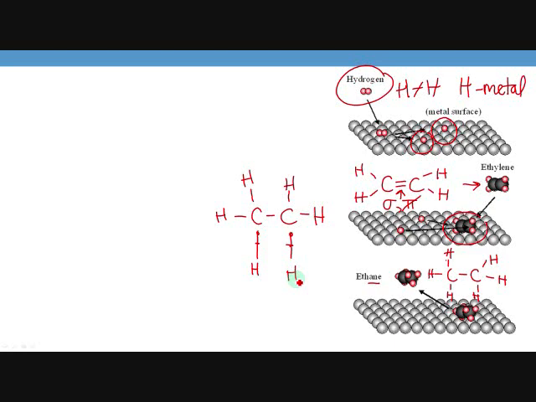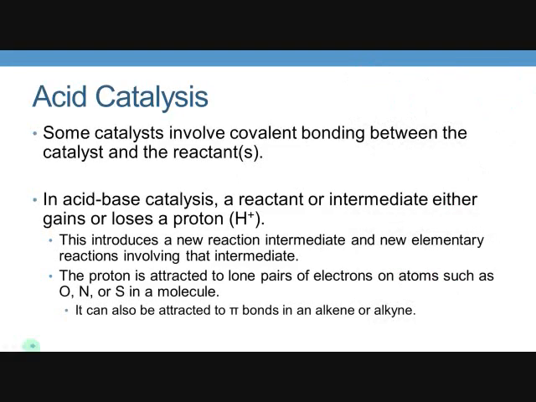So this is just an example of how surface binding catalysts work. But again, this is a type of heterogeneous catalyst because it's binding to the metal surface. It's absorbed to the metal surface.